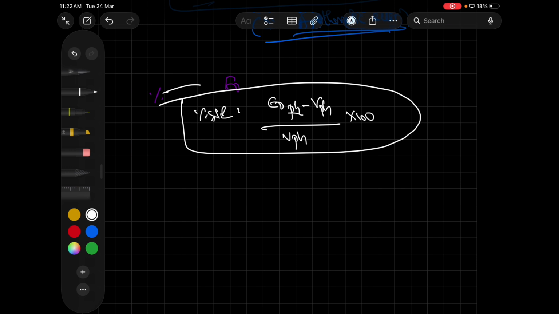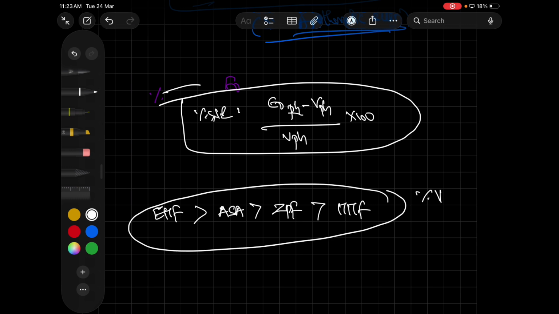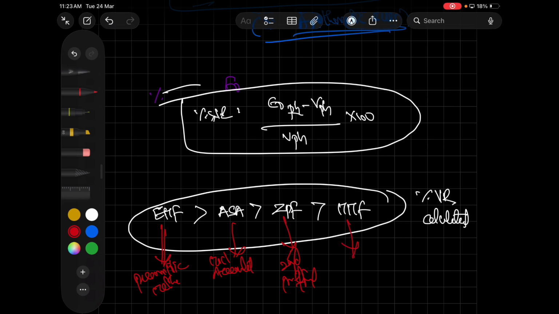If I want to compare, we get the values as in the EMF method. Considering these four voltage regulation methods: EMF method, next ASA method, next ZPF method, and next the MMF method. This is the order of the percentage voltage regulation calculated. As we already discussed several times, the EMF method is the pessimistic method, the ASA method is the most accurate method, the ZPF method is the second preferred method, and the MMF method is the optimistic method, as we get less than the actual percentage value.